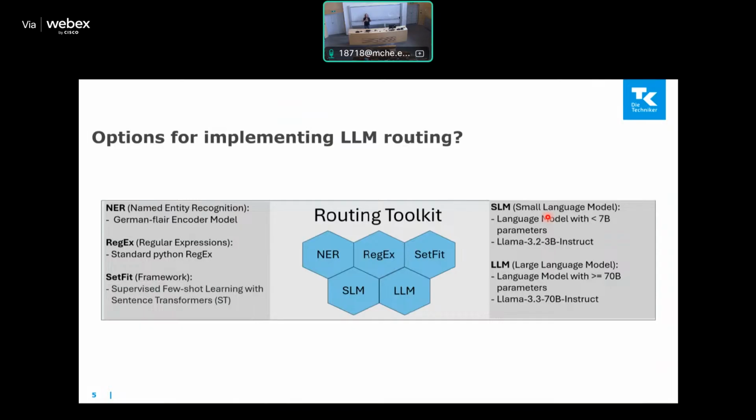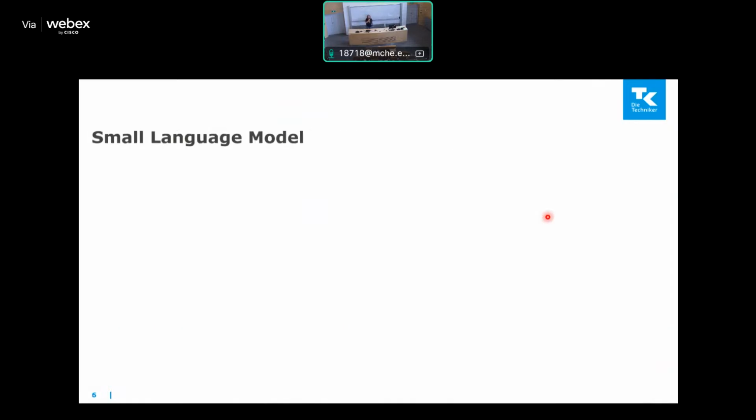So now, how do we do this? We tried a couple of approaches, those five, and I will go into detail with each of them. First, a small language model. We're not quite sure about the terminology here. What is a small language model? But I will tell you in a minute.